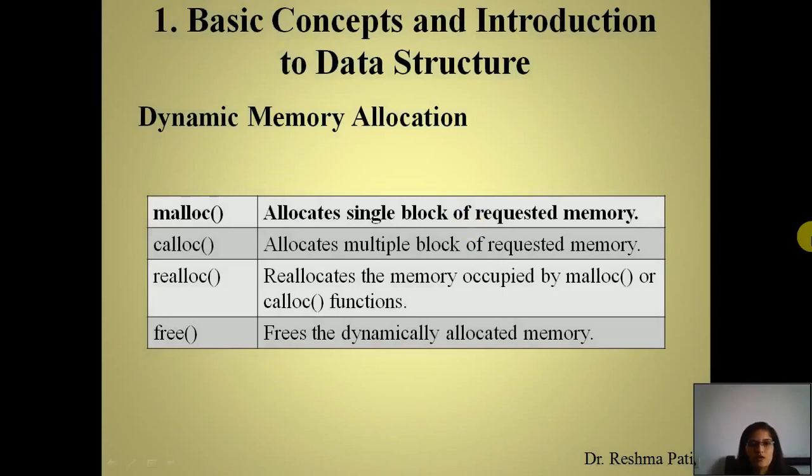First, malloc. It allocates a single block of requested memory. However much memory the user has requested, it only allocates a single block. Calloc allocates multiple blocks of requested memory. Realloc will reallocate the memory occupied by the malloc and calloc functions. And free frees the dynamically allocated memory.